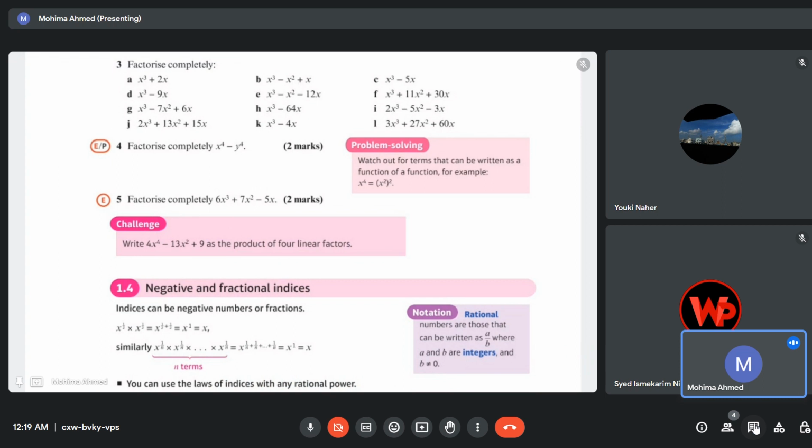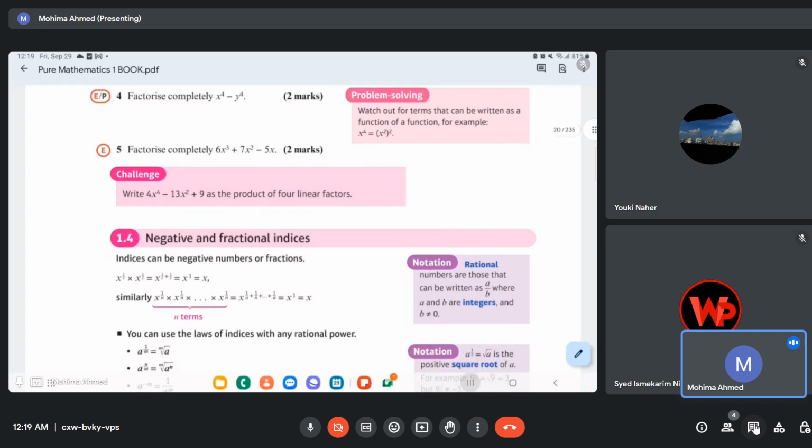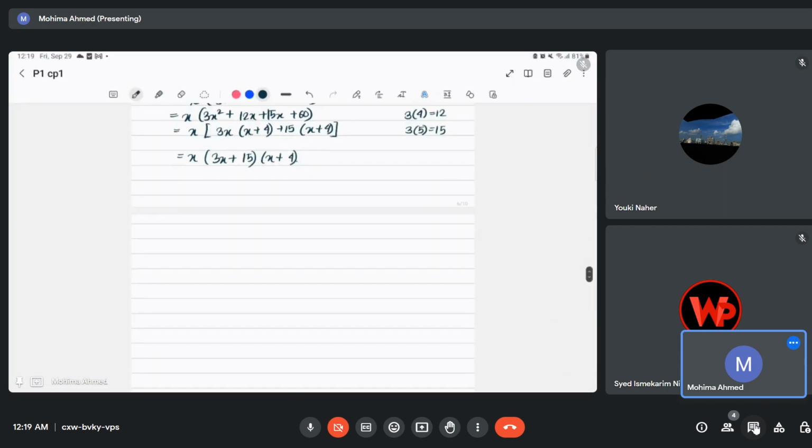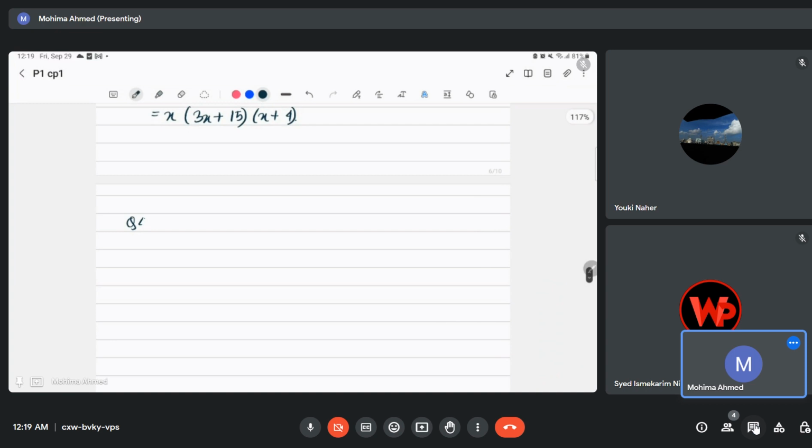Question 4 is not tricky, I would say, but a bit different. X power 4 minus y power 4. You can express power 4 in terms of square. So you can write x squared with the power of square and y squared with the power of square. This time, x squared itself is playing the role of a and y squared itself is playing the role of b. So you can write further x squared minus y squared with x squared plus y squared.